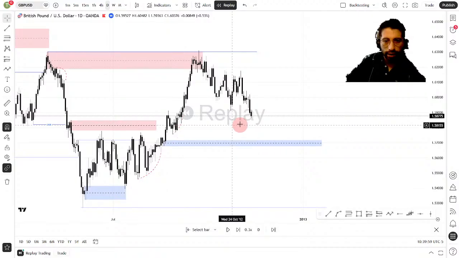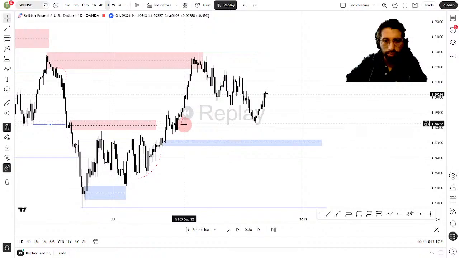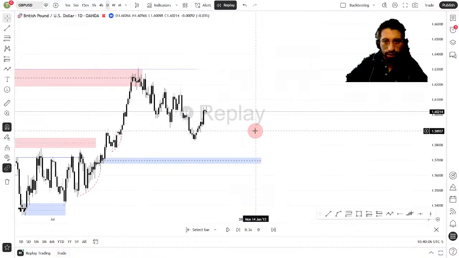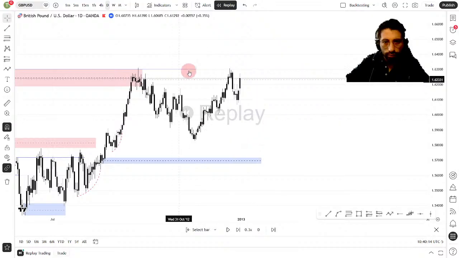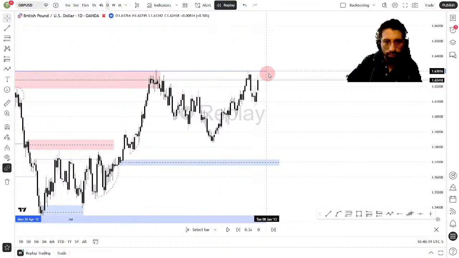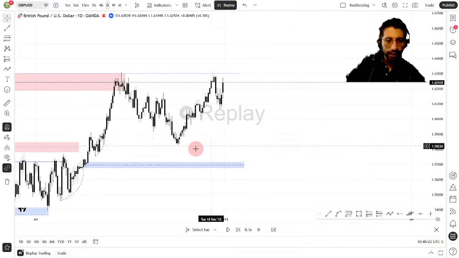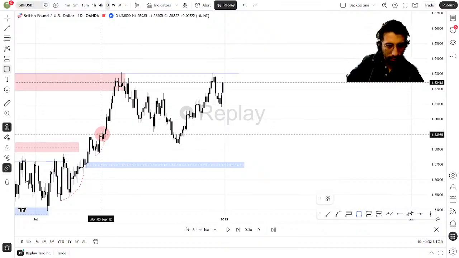So liquidity has been made. Let's see. All right, nice reaction. So probably yes, it could be respected. Alright, so the price didn't have to go that far. So here, it just respected this order block, this one, which is fine. It happens sometimes. This order block, which is here.